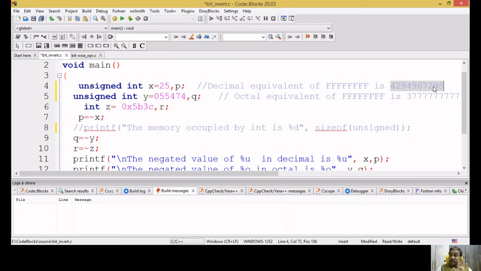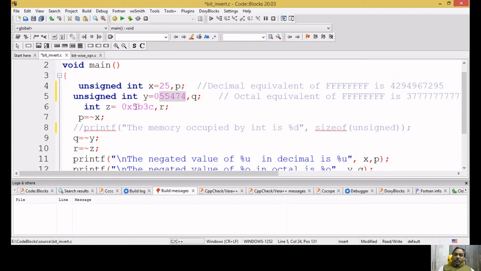So I get 4294967270 as the answer. Let us see whether we get it or not. Similarly, for octal also, the octal equivalent of FFF is 3 followed by 10 sevens. This is the octal number system. Now, to find the complement from this chain of 3 followed by 10 sevens, I have to subtract 55474. I will get the octal equivalent. That means the complement operation or negation operation.